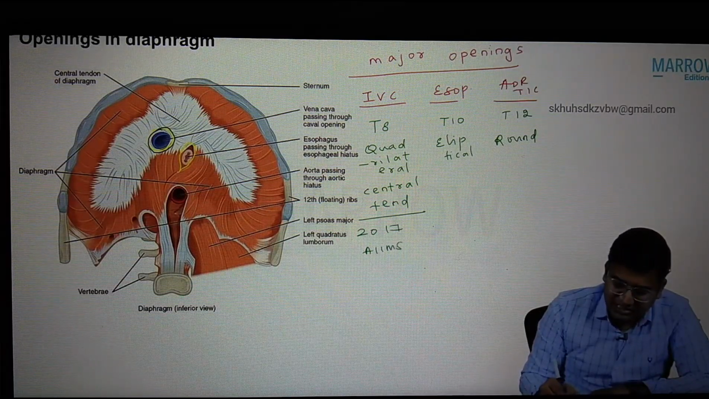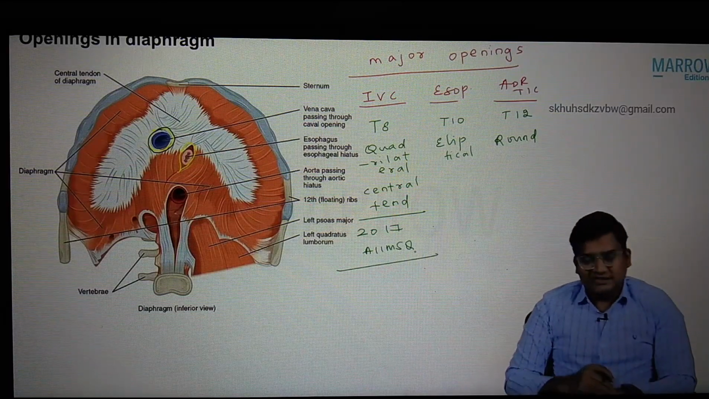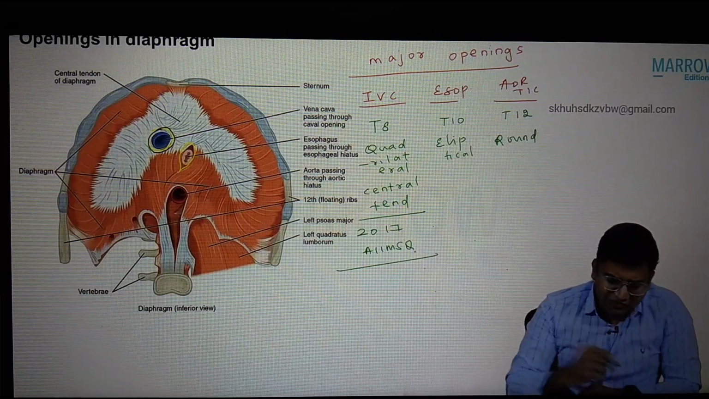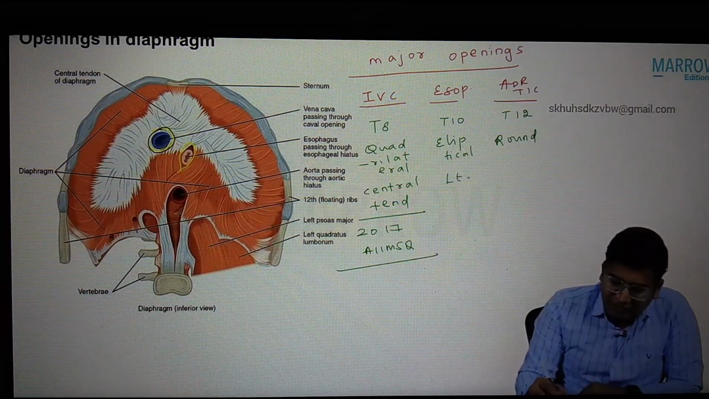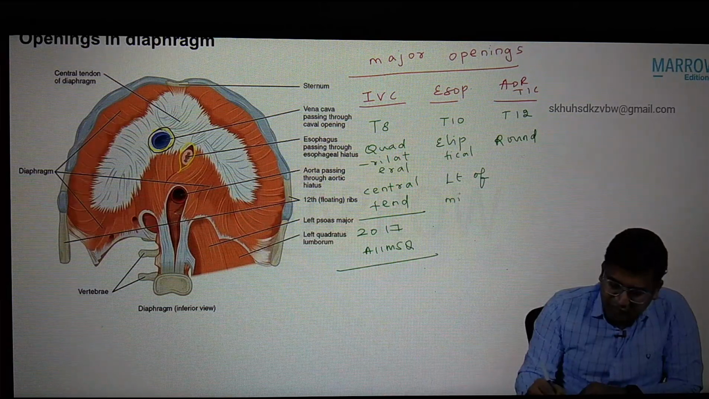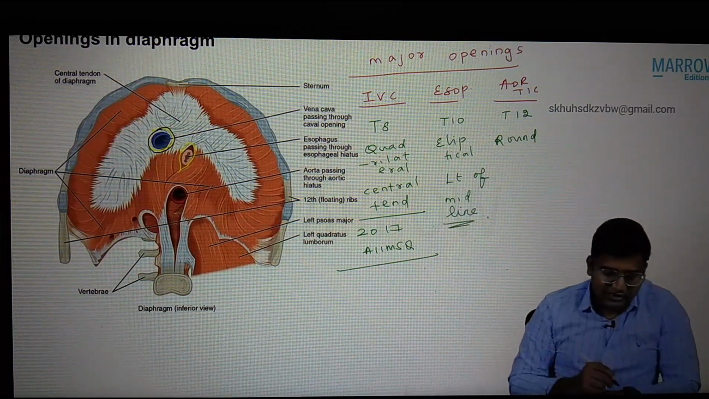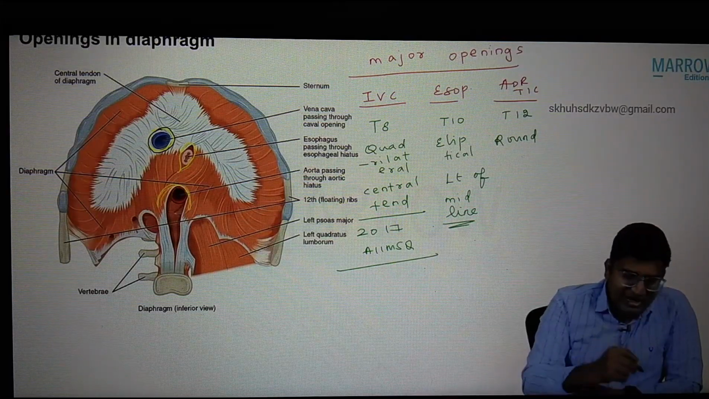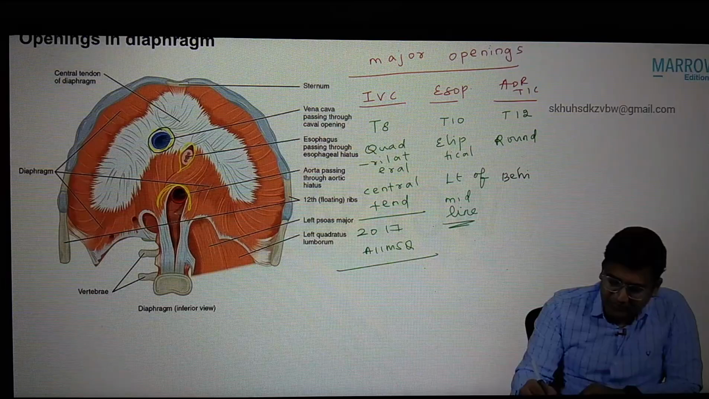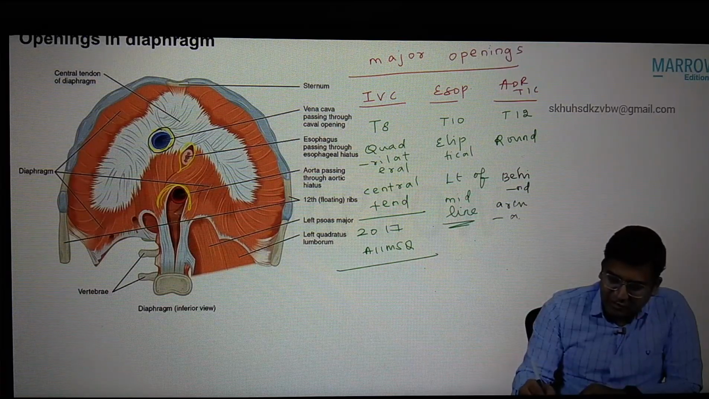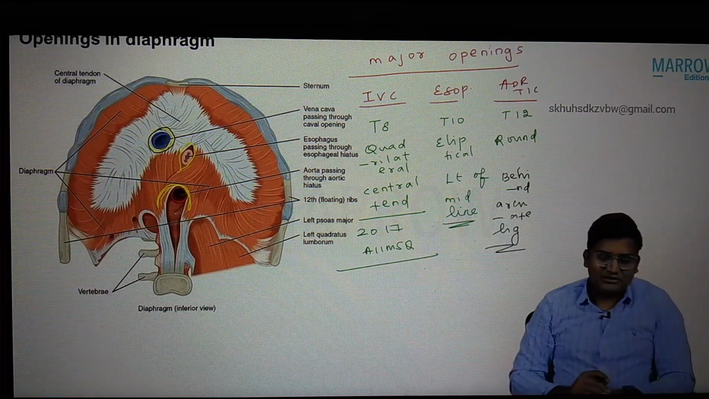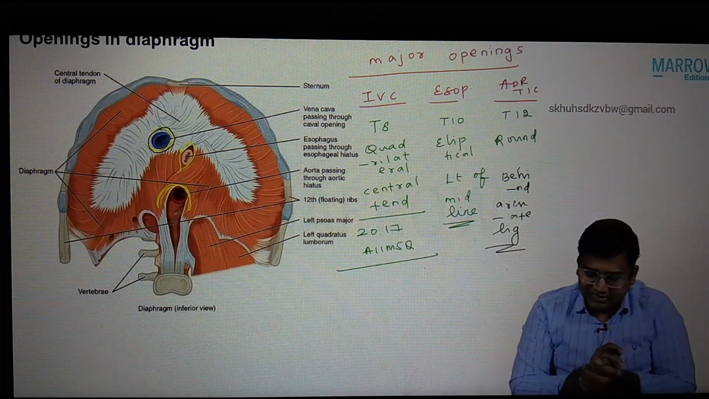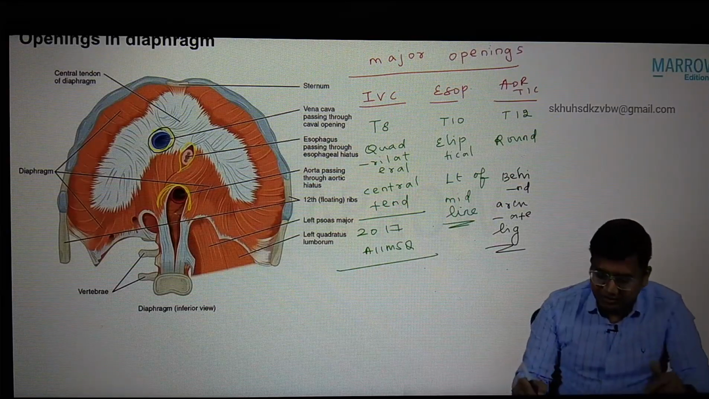2017 AIIMS question: the structures passing through the central tendon, that is, the structures passing through the inferior vena cava opening. Okay. Now the esophageal opening is situated to the left of the midline. The aortic opening is situated behind the arcuate ligament. So the IVC opening is in the central tendon, the esophageal opening is to the left of the midline, whereas the aortic opening is situated behind the arcuate ligament. Yes.